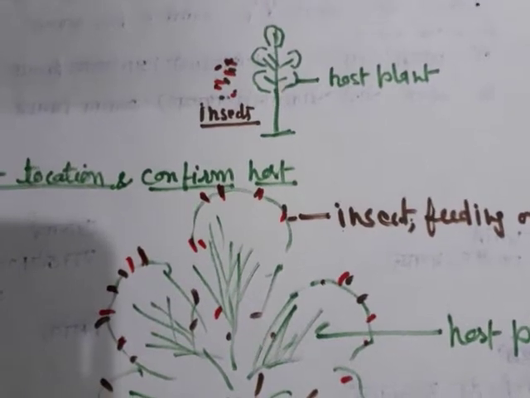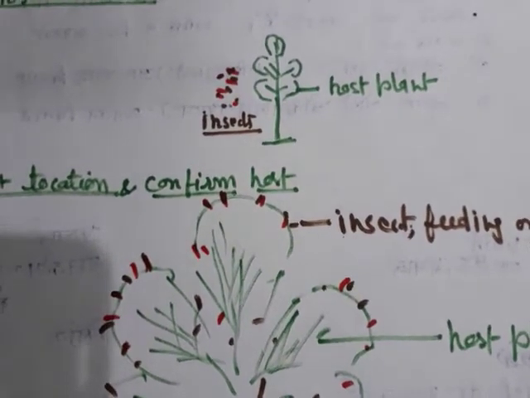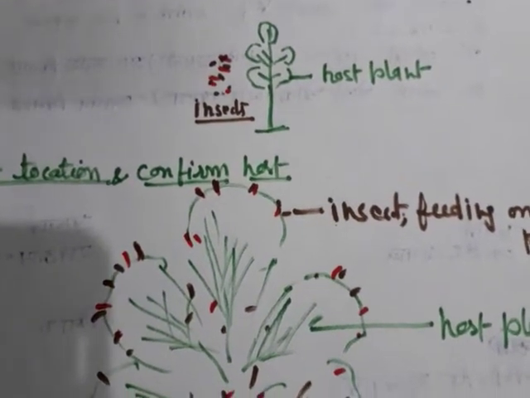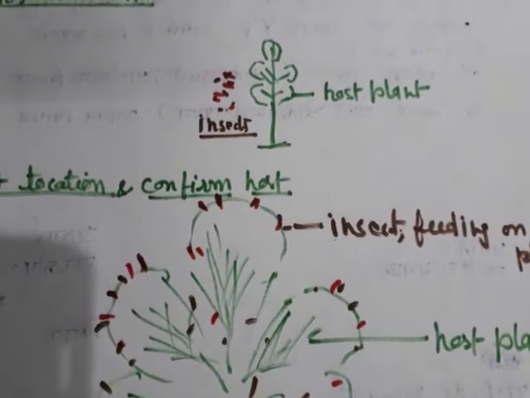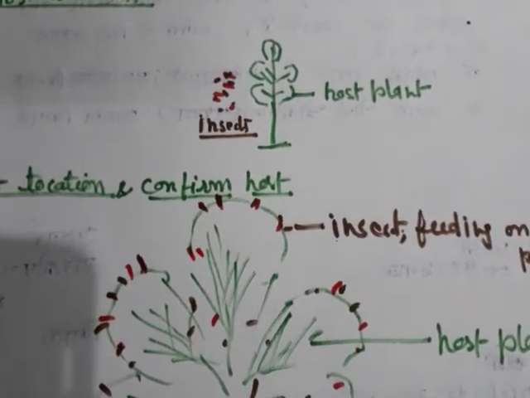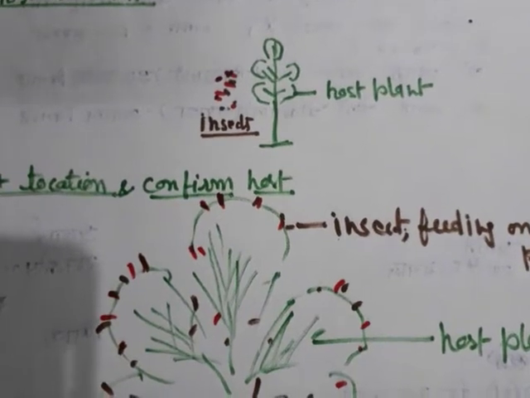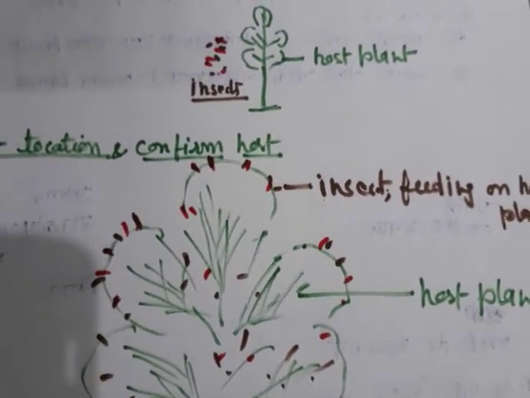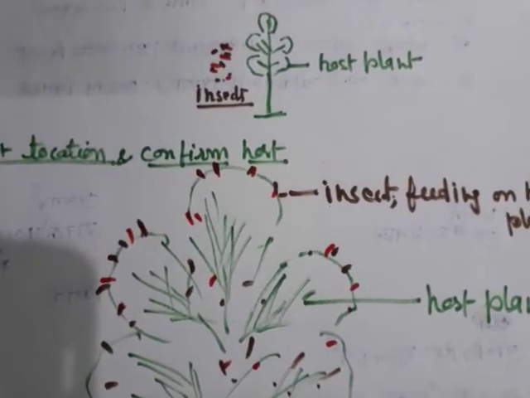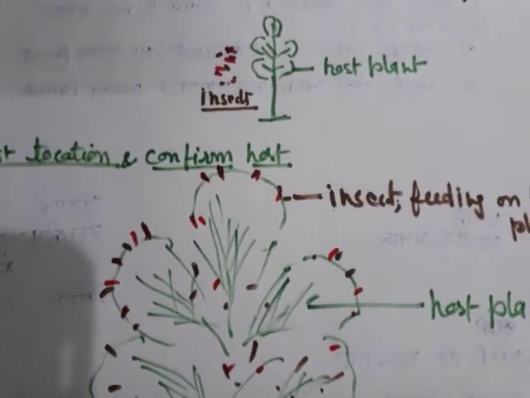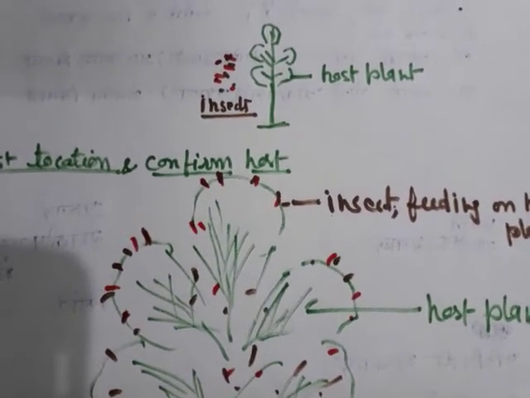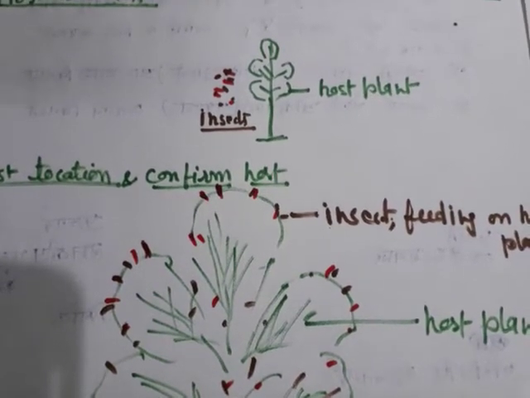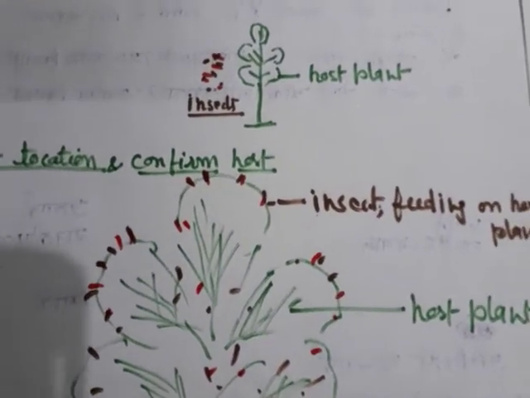Third, gall makers. Insects can induce the production of abnormal growth reactions. These are galls in the tissue of their host plant inside which they live. An example is the gall wasp. Sap suckers have piercing and sucking mouthparts. They pierce and suck the sap of the plant, like aphids.